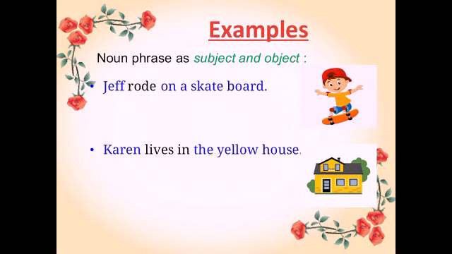Next question. Karen lives in the yellow house. What is the verb over there? Live. Who lives in the yellow house? Karen lives in the yellow house. Again, ask the question in the other way. Where does Karen live? Karen lives in the yellow house. So you have two noun phrases in these sentences, which is used as subject and object. Clear?